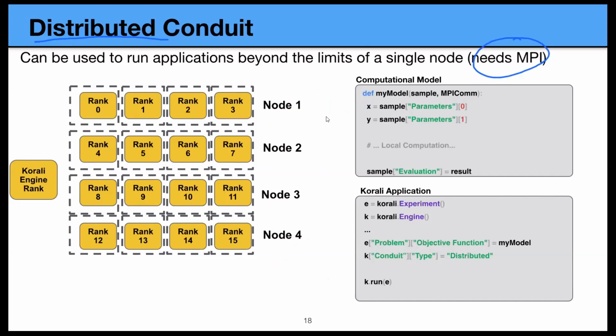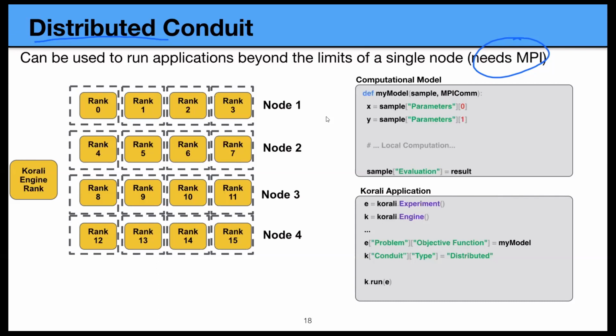You don't even need to know what MPI is. The only thing you need to do is have it installed in your computer or in your supercomputer profile, and have it installed by the time you install Korali. Korali will detect it and grab it and use it. And there you go. You don't need to know anything else about the MPI.